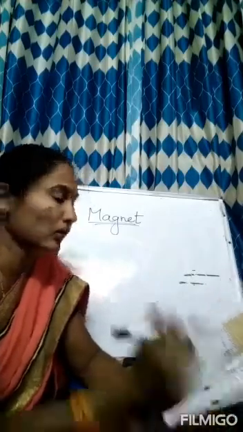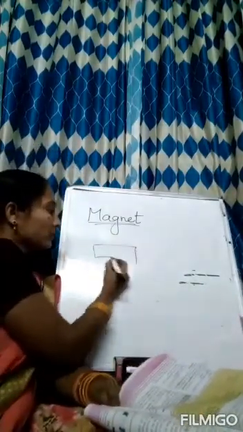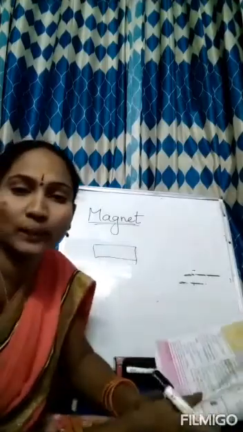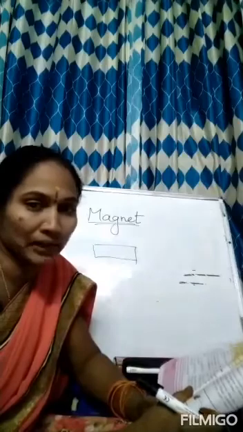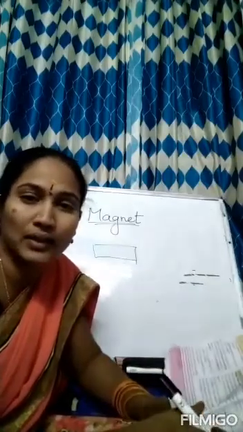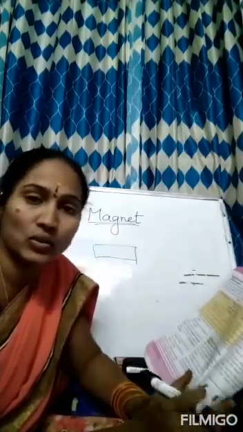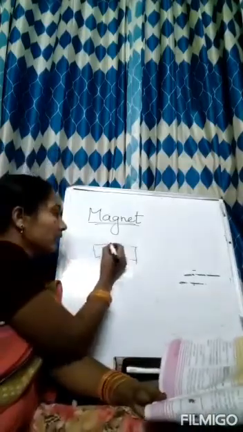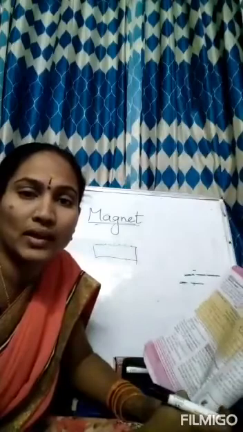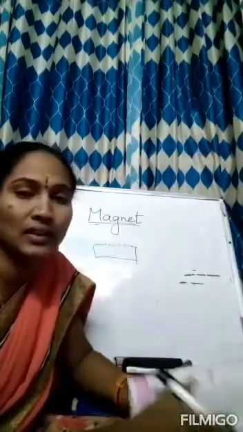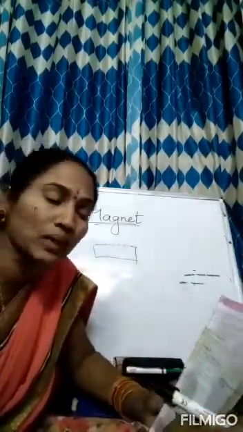Here you have to take a bar magnet and roll it in the soil. Then pull out the magnet. You can see some dark particles are attracted and attached to that magnet. These are called iron filings. In this way you can find the iron filings in the soil.